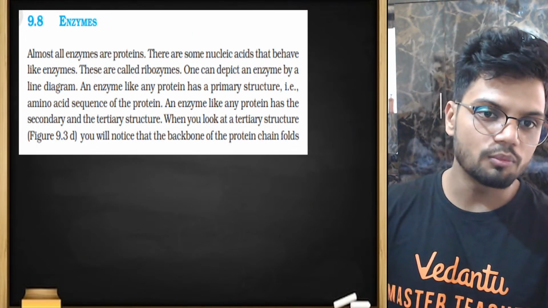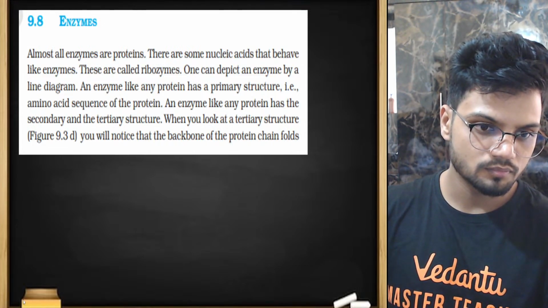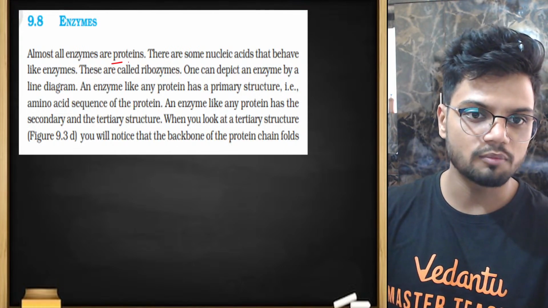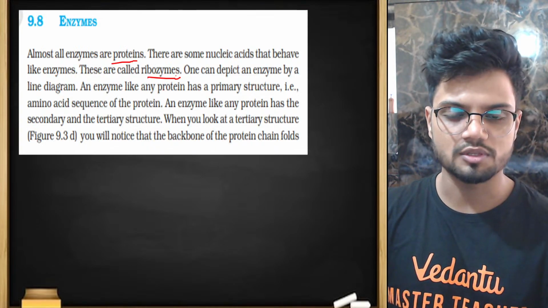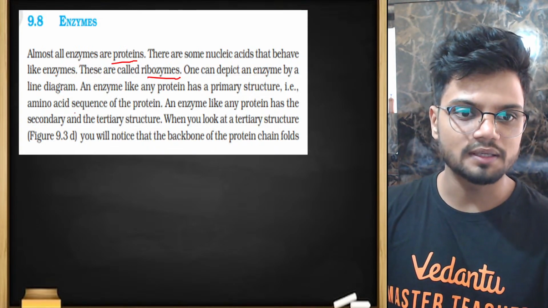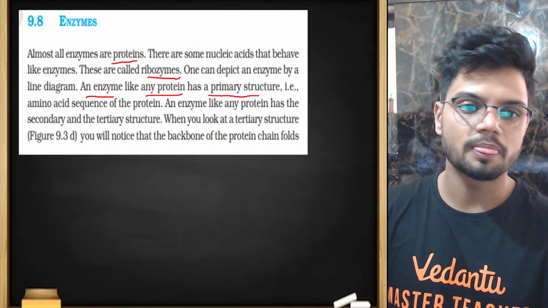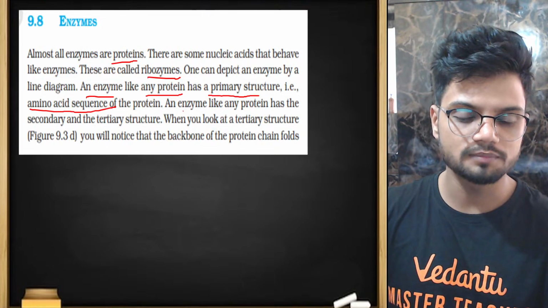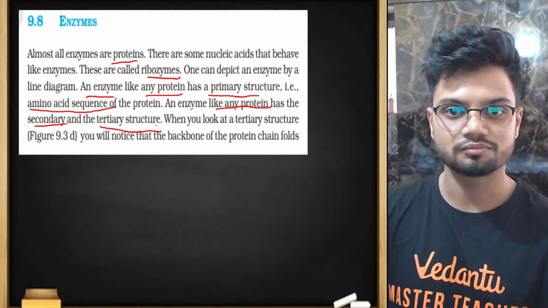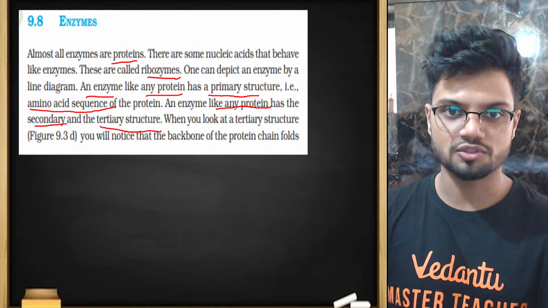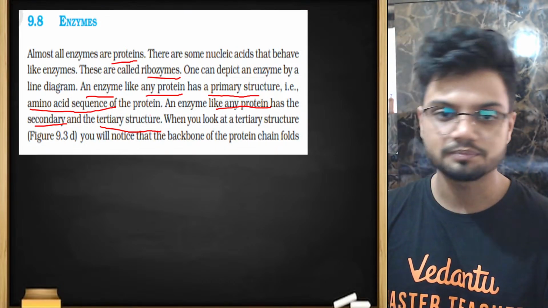Now enzymes. Almost all enzymes are proteins. I told you, almost all enzymes are made up of protein except the ribozyme. One can depict an enzyme by a line diagram. An enzyme can be any protein that has a primary structure, that is, the amino acid sequence of a protein. An enzyme, like any protein, has a secondary and tertiary structure also. Why? Because enzymes are basically proteins, right?